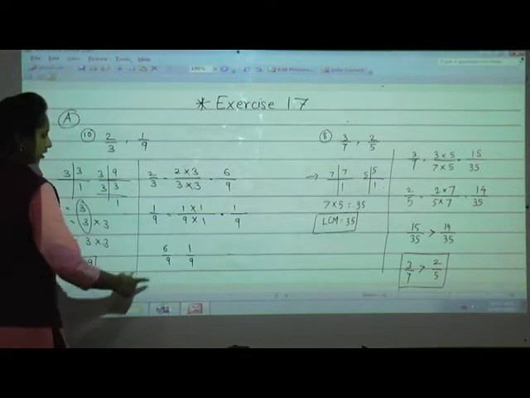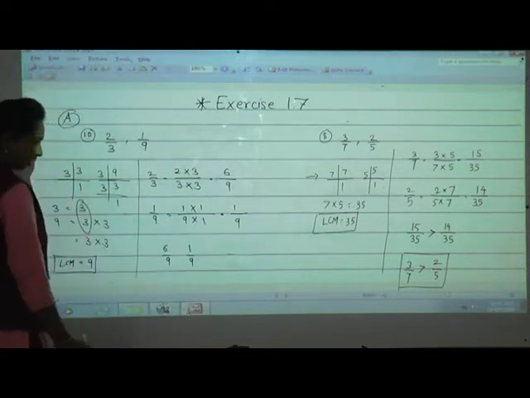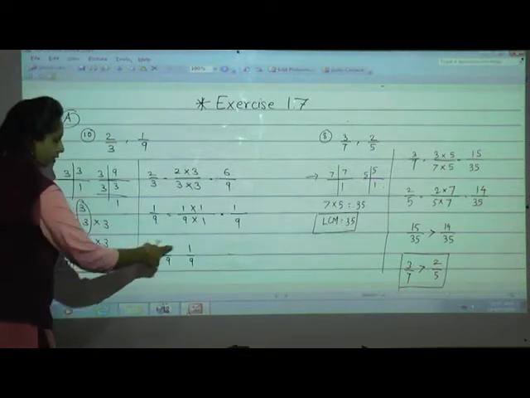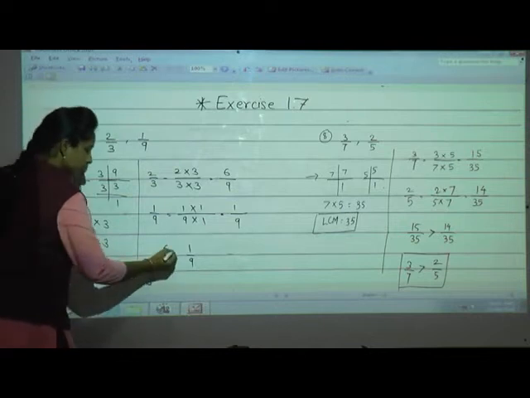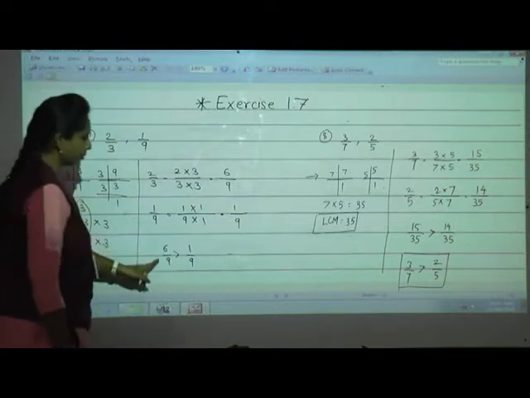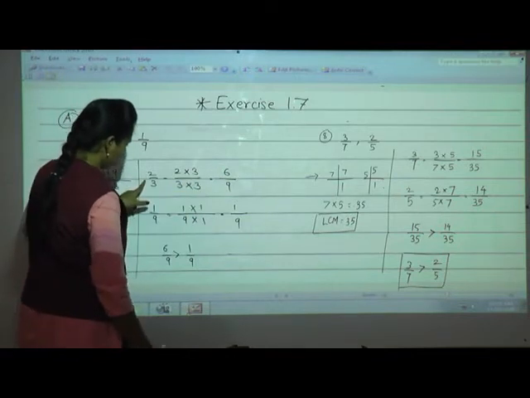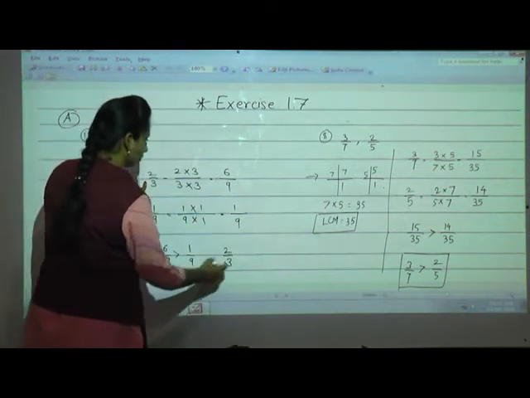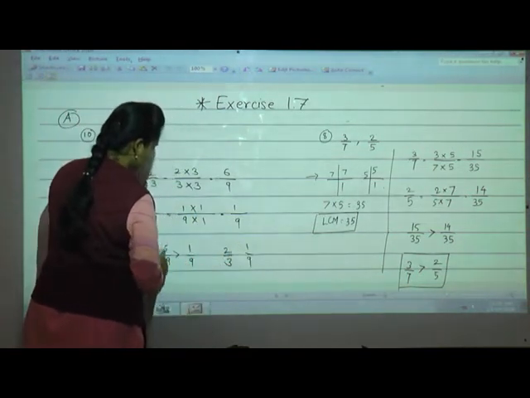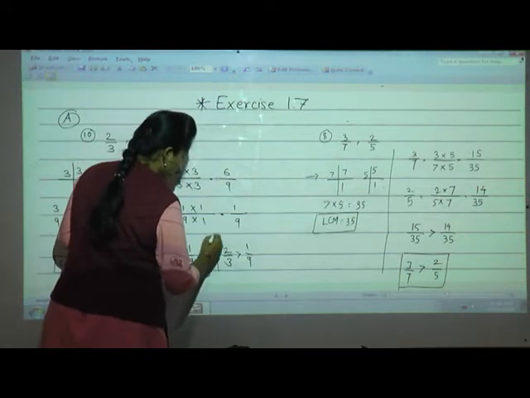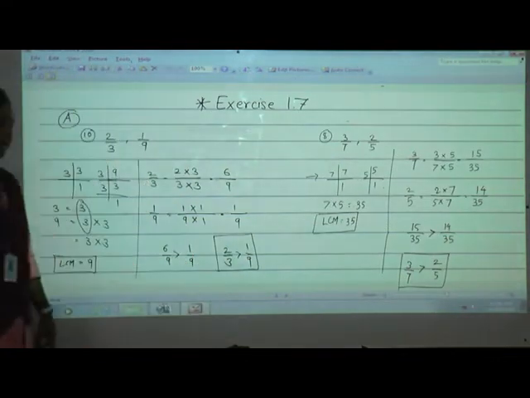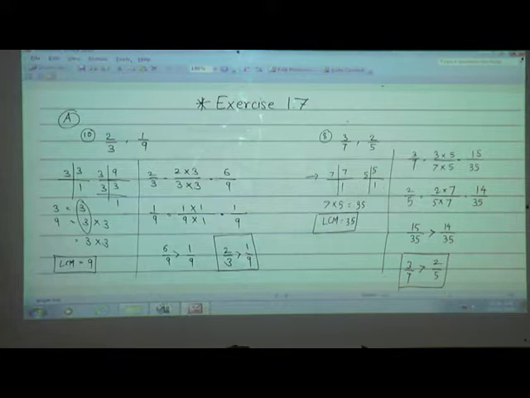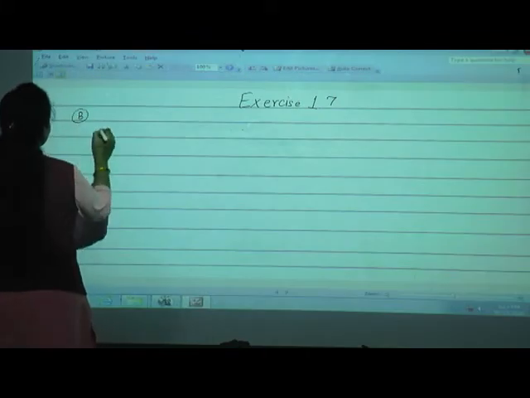Which is greater? Denominators are same, isn't it? So compare numerators, 6 or 1. Of course 6 is greater. Now 6 upon 9 means what? 2 upon 3. So write here. And 1 upon 9 means what? 1 upon 9 only. And which is greater? 6 upon 9 means 2 upon 3. Now give the symbol and make the box. In this way you have to solve. Clear? Yes. B question. First one we will solve.